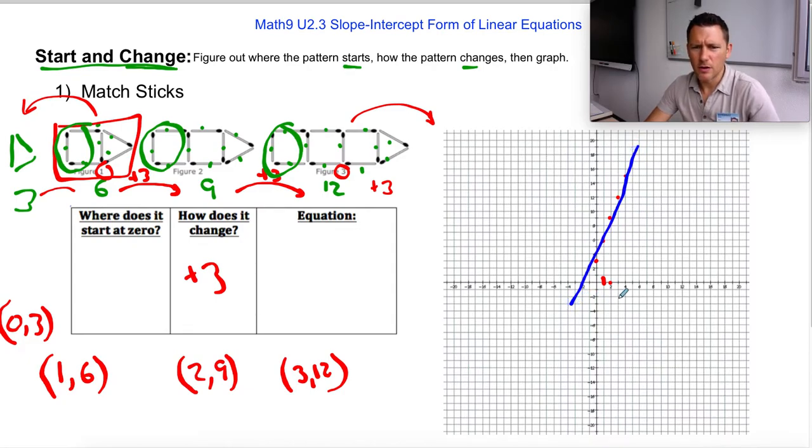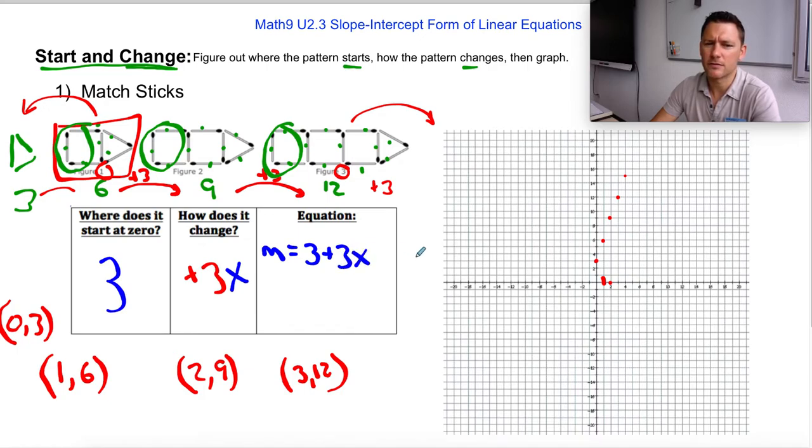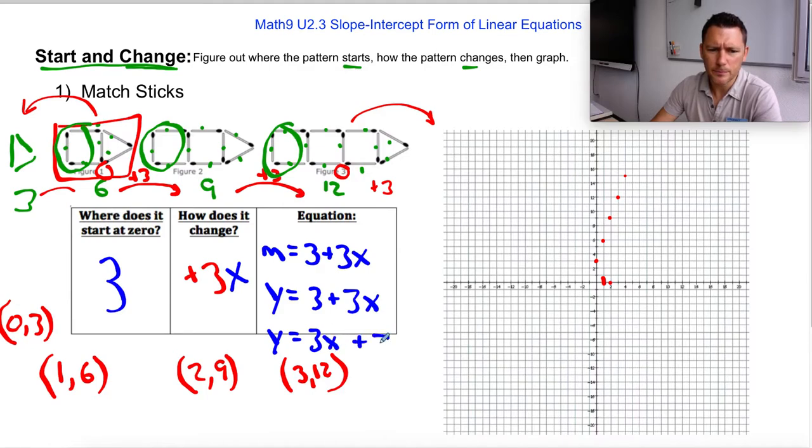So we can write a description of this. Where does it start? 3. How does it change? It adds 3 every time we go over 1, every time we add a figure number. So let's call that x, every time we move over 1 on the x. So the equation for this, if you want to know how many matchsticks, is: we started at 3, and we added 3 matches every time you went over 1 on the x. Now you might be used to this as y equals 3 plus 3x. Or in the future, we're going to rearrange it so it says y equals 3x plus 3. Right? But right now I want you to be able to see basically this.